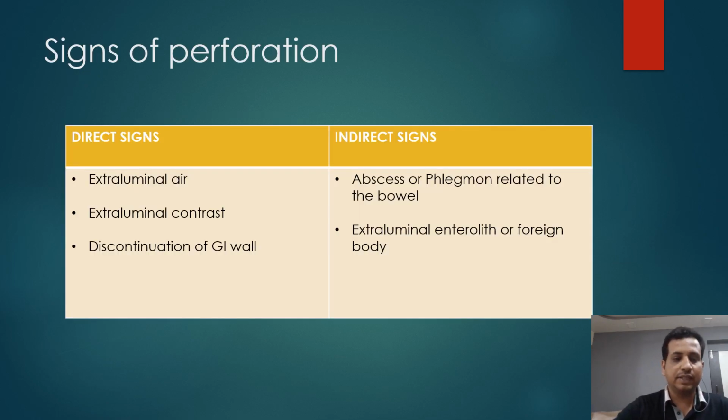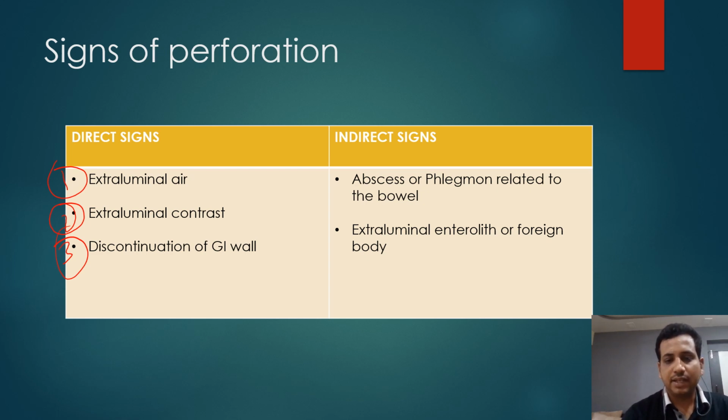So what are the findings in CT? What we can demonstrate is, first thing, extraluminal air and extraluminal contrast. If we have done the oral contrast study, then we can demonstrate extraluminal contrast. And in some cases, we can directly demonstrate the discontinuation of the GI wall. So these are the three direct signs.